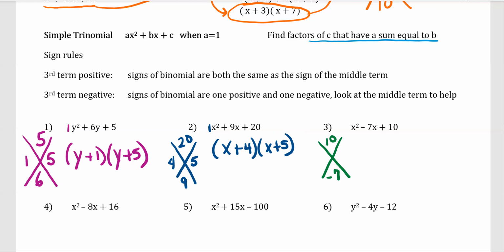So we need to do some mental math, to get the factors of 10 that add to negative 7. Negative 2 times negative 5 is positive 10, and negative 2 plus negative 5 is negative 7. So this factors into x minus 2 times x minus 5. You can always multiply these factors back together to make sure you get the original.